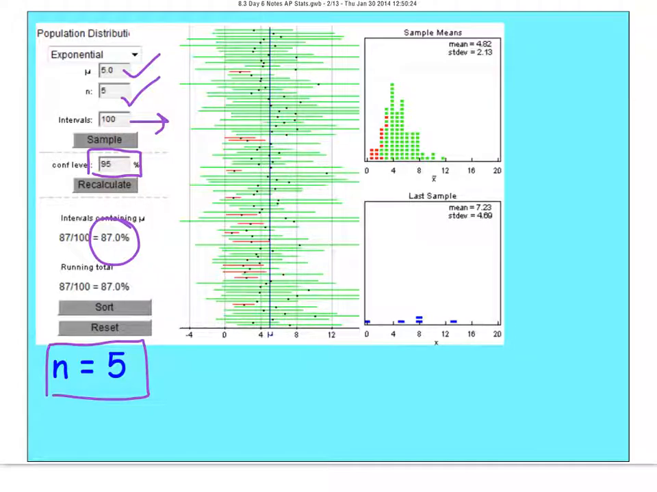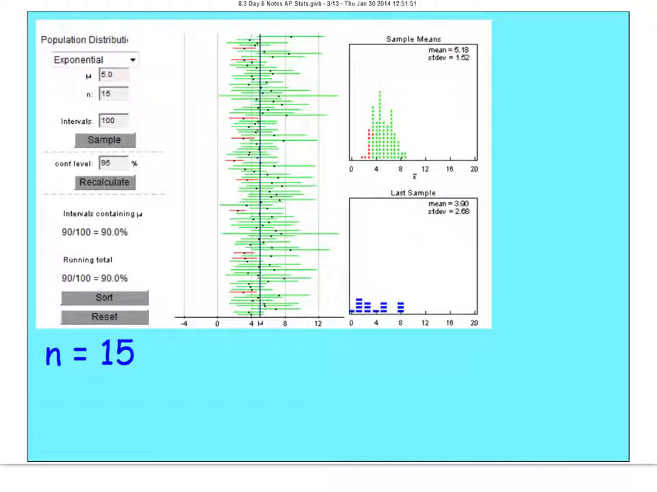But again, that's with a sample size of 5, which violates our condition for normality because remember, we're looking for a sample size of 30 or higher. So let's increase that and see what happens. This time, again, the mean is at 5. We increased the sample size to 15, and we looked at 100 confidence intervals. So here we have our sample size of 15 in all of our intervals. We created confidence intervals with 95% confidence.